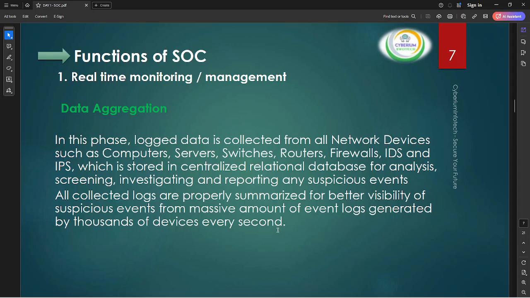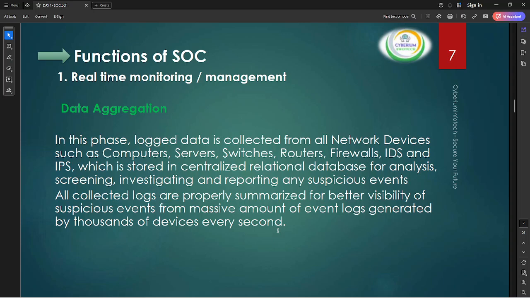Okay, so there is something called data aggregation. Data aggregation means collecting the data from multiple locations for analysis and storing it in another centralized location. In this phase, log data is collected from all network devices such as computers, servers, switches, routers, firewalls, IDS and IPS, which is stored in a centralized relational database for analysis, screening, investigating and reporting any suspicious events. All collected logs are properly summarized for better visibility of suspicious events from the massive amount of event logs generated by thousands of devices every second.